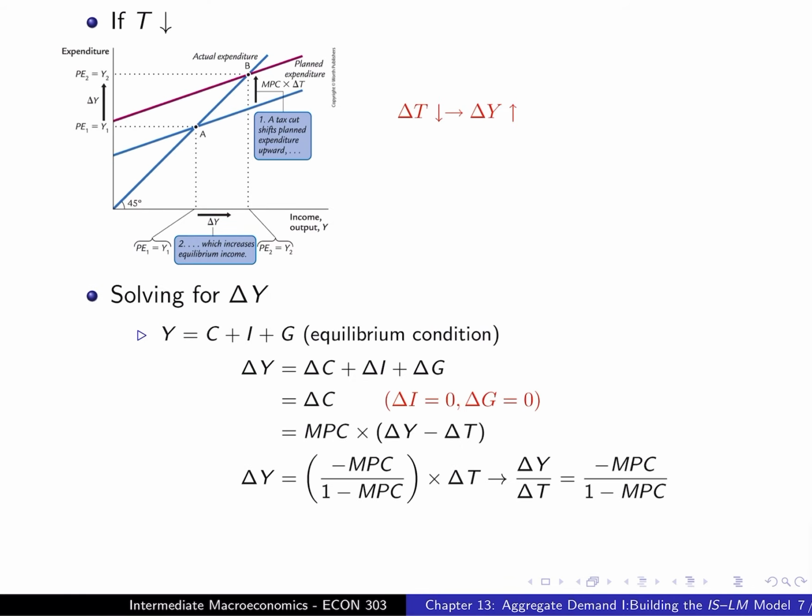A decrease in taxes increases disposable income. Higher disposable income leads to more consumption.